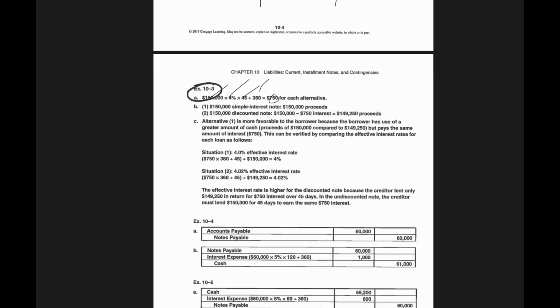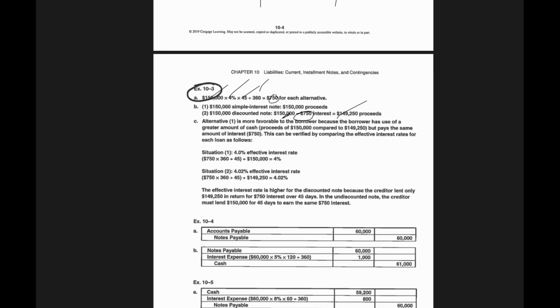Letter B, it says determine the proceeds received by the borrower. Well, number 1, that's the normal $150,000 note. You get $150,000 up front. The second part, the issue, the $150,000 where they discount, the difference there is it's $150,000, but they take out the interest up front, so you only get $149,250 in proceeds. So which alternative is more favorable to the borrower?